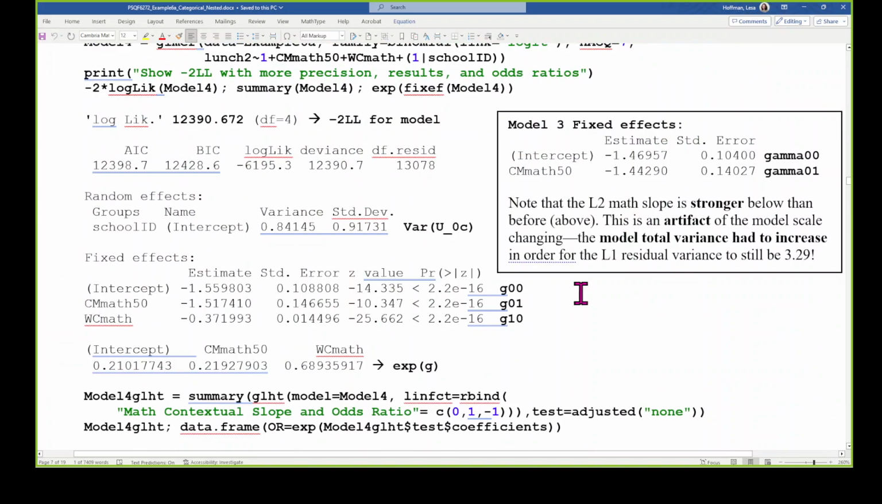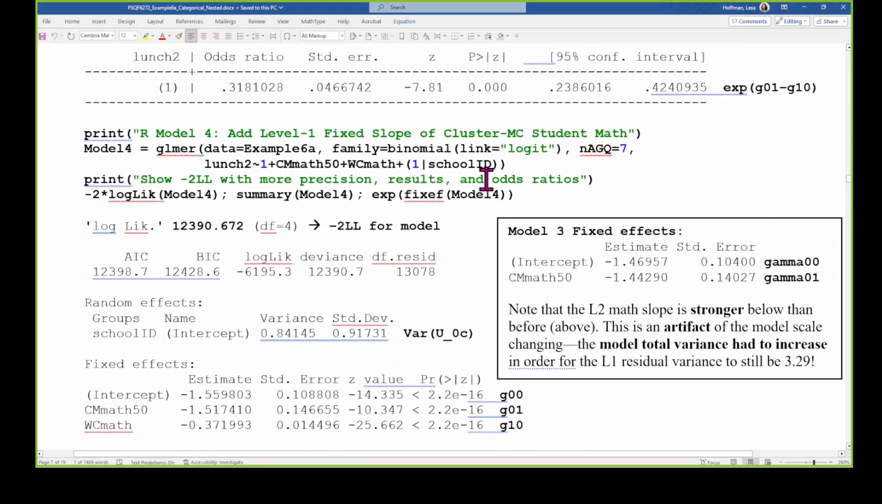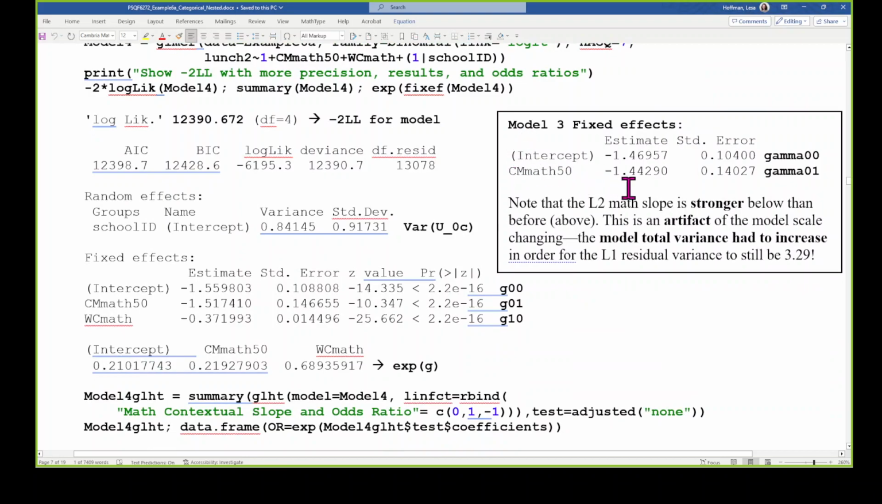So let's look at the R output this time. The code is all pretty much the same. Here are my fixed effects from the prior model. The slope for math, for instance, was minus 1.44. The slope for school math has become more negative. It's now minus 1.52. It should not have changed. But the reason that it changed is because the total variance in the model had to increase in order for there to still be 3.29 left at level 1. So these two models are not on the same scale.